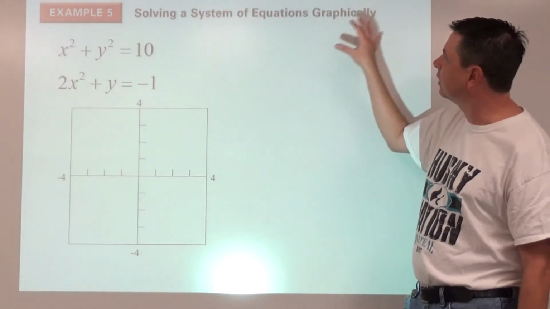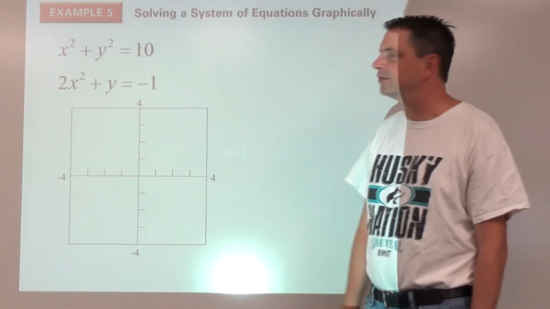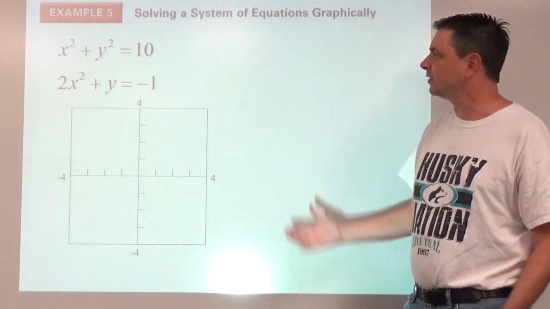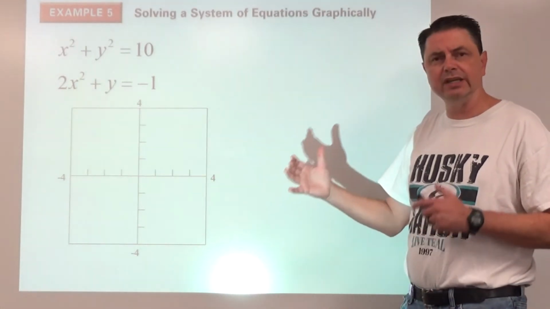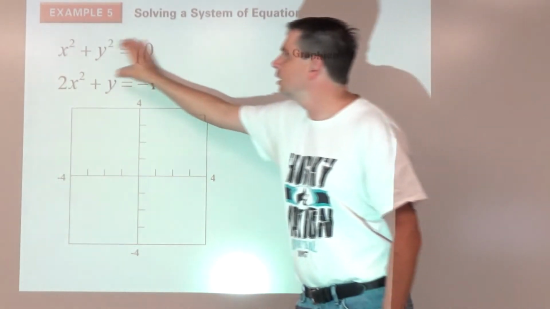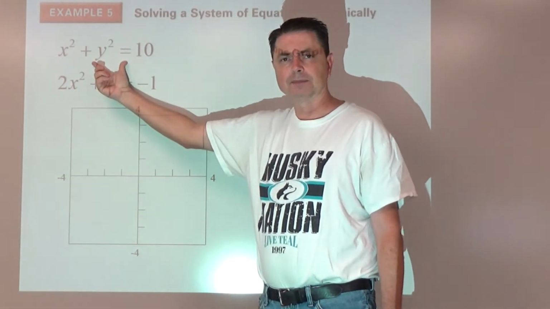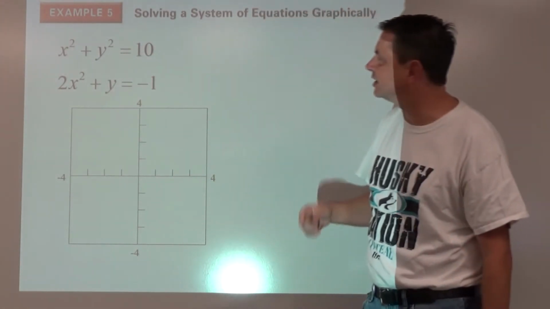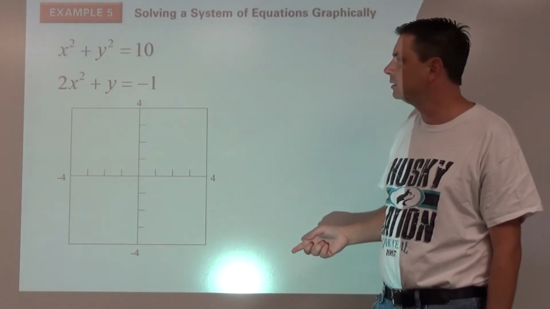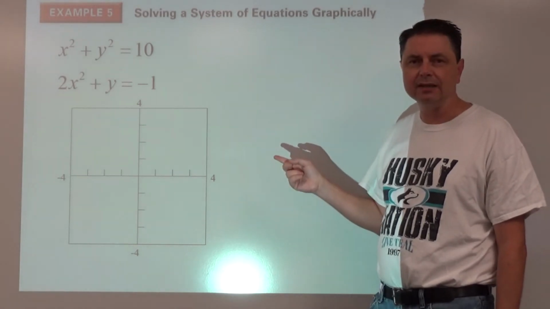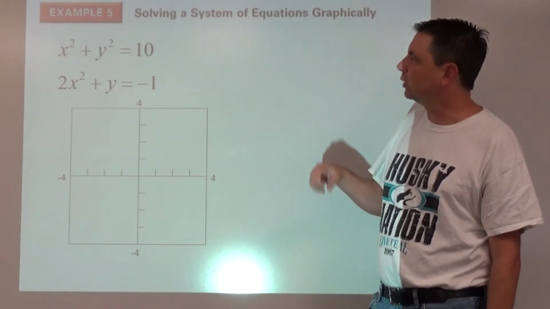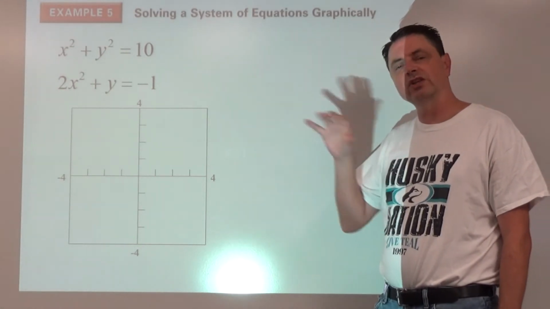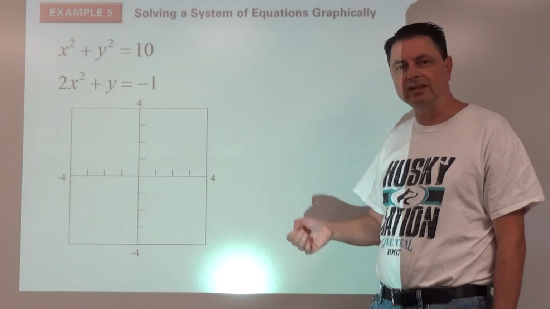Example number 5, solving the system of equations graphically. So we could look in terms of graphing calculator on this, kind of like we did just a moment ago. We'd have to solve for y. So if we're going to solve for y, we get y squared is equal to 10 minus x squared. Square root that. Y is equal to the square root of 10 minus x squared. But don't forget the plus or minus. When we square root both sides, we get positive or negative.